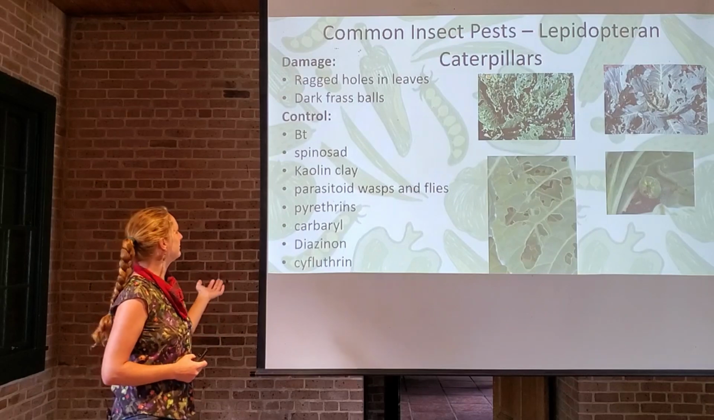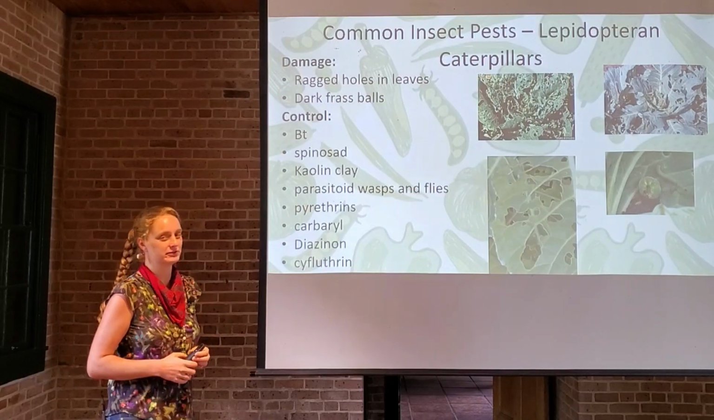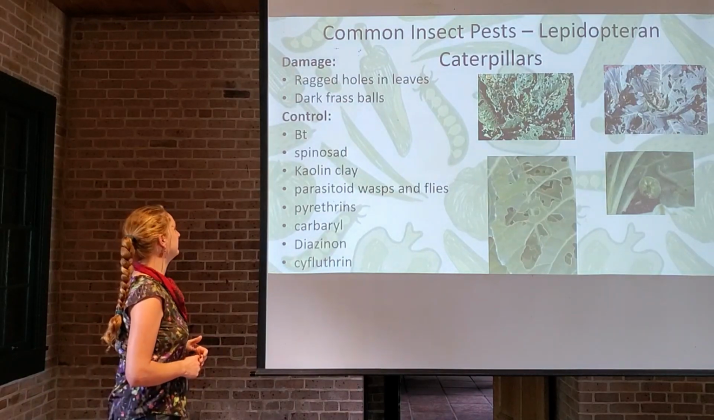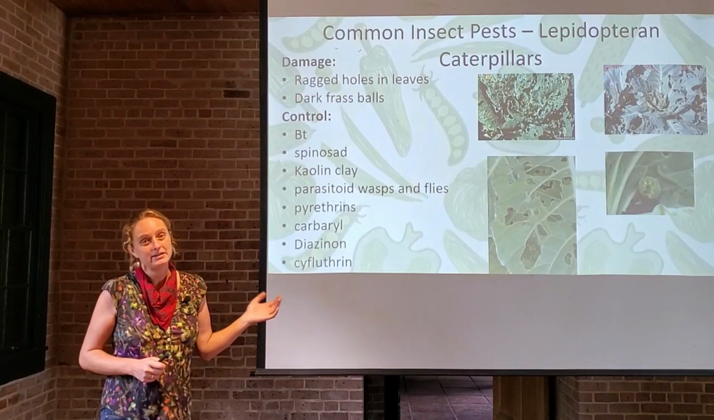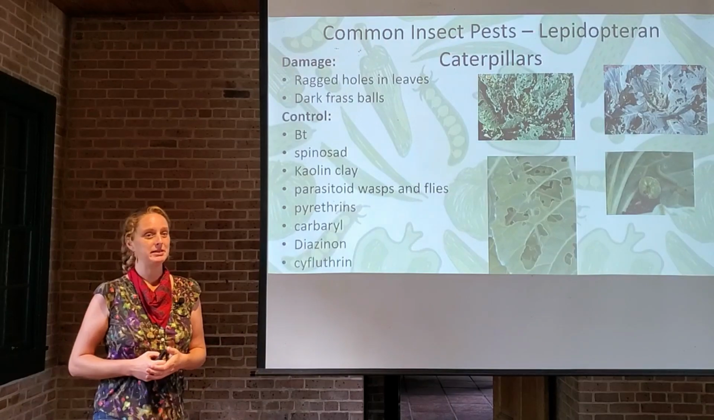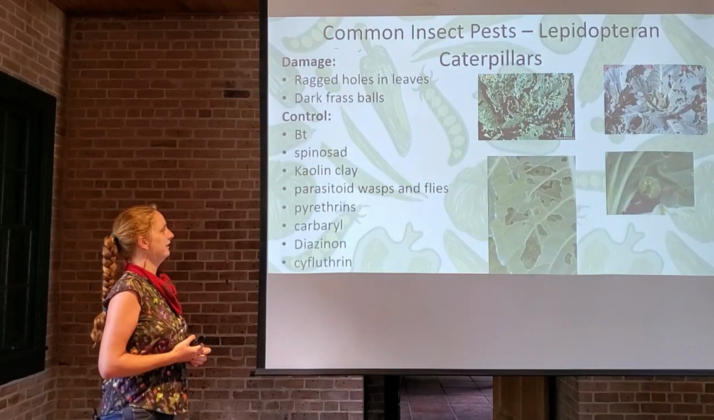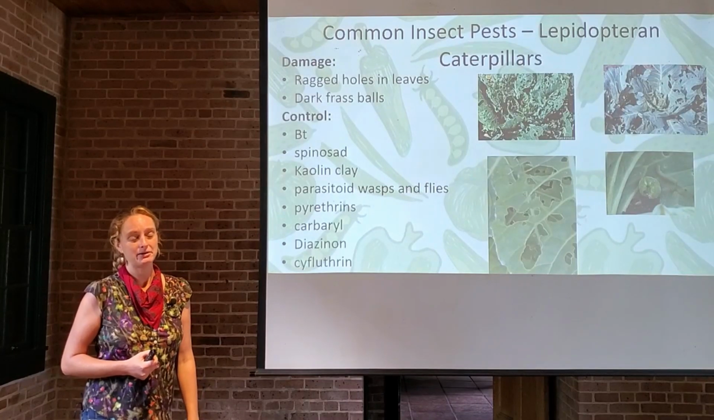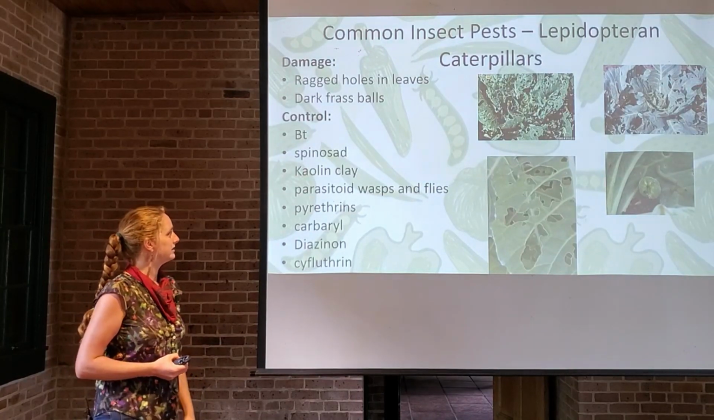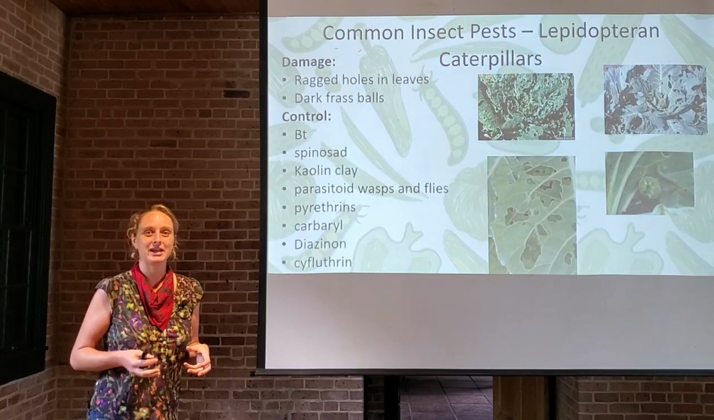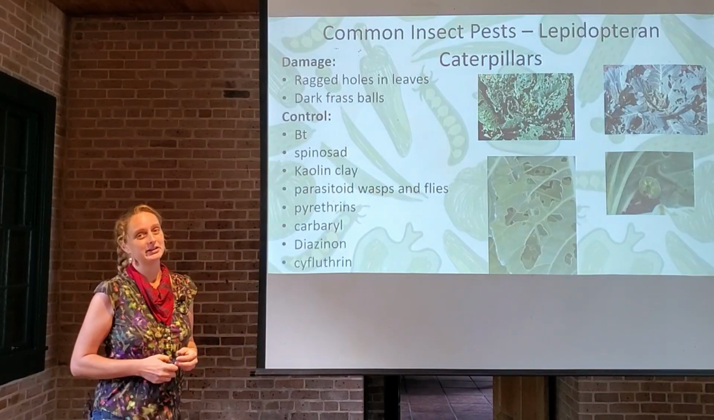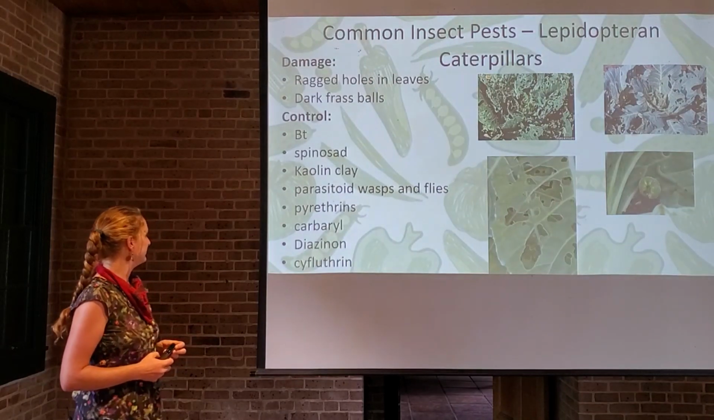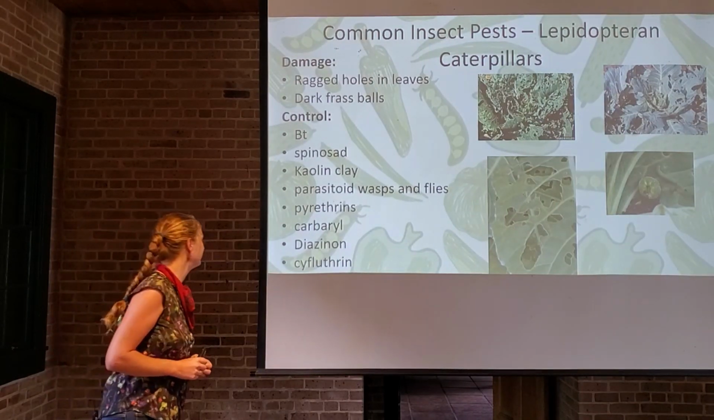You can control them with BT or spinosad. Those are both really good products. They're organic, easy to find at the garden center. You could use kaolin clay to kind of coat the leaves and make them unappealing for feeding insects. There are parasitic wasps and flies that will actually lay their eggs on caterpillars. A lot of wasps will actually collect caterpillars to feed to their young in the nests as well. You can use pyrethrins, carbaryl, spinosad, or cyfluthrin.